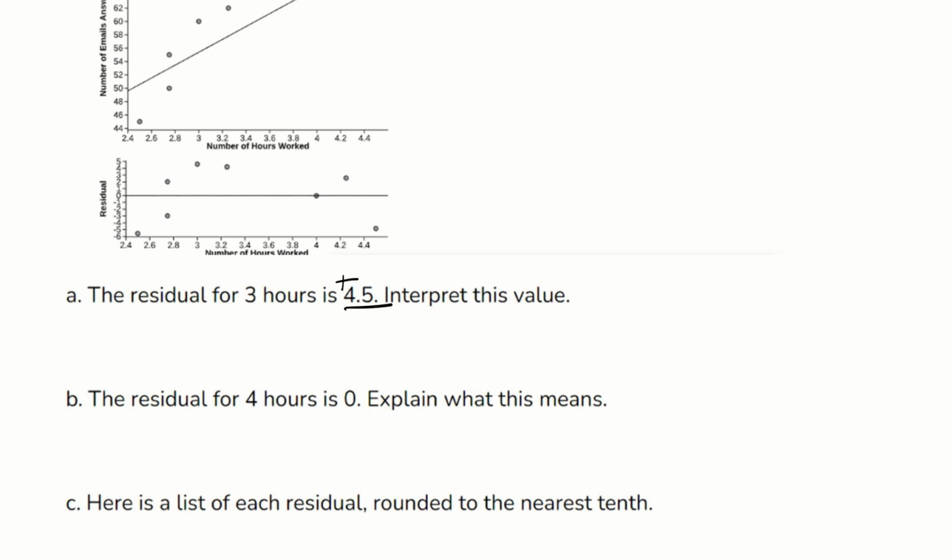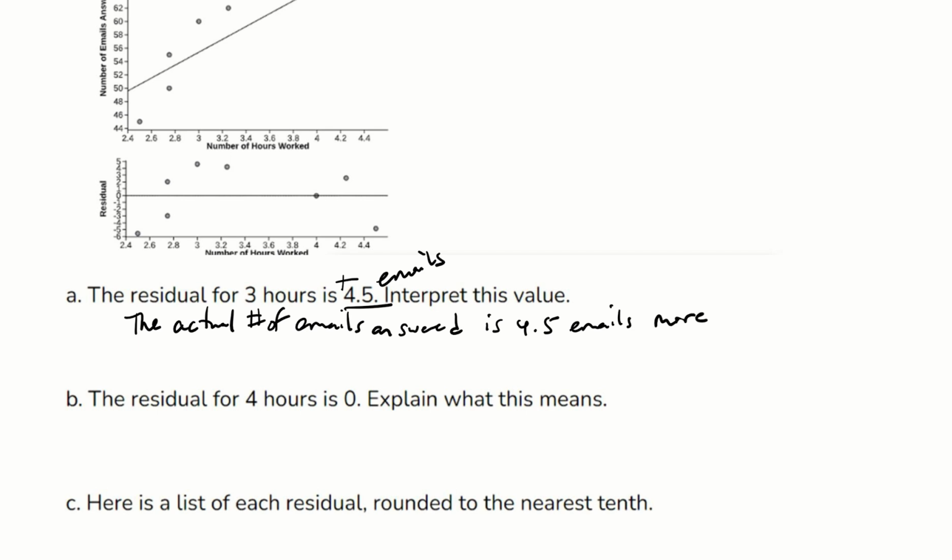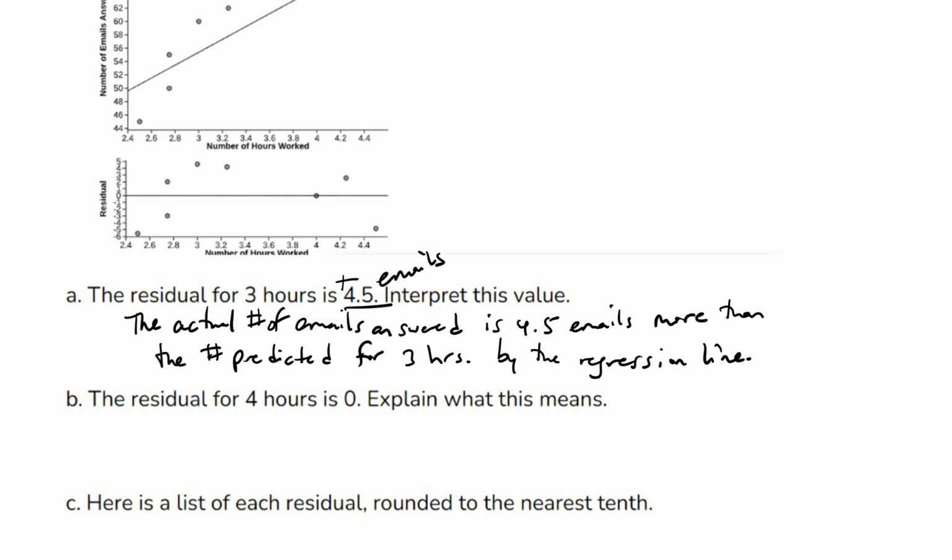It's positive, so if it's 4.5, that means the actual is greater than what was predicted. This is 4.5 emails, because the number of emails answered. So the actual number of emails answered is 4.5 emails more than, or above, the number predicted for 3 hours by the regression line. All right, that's how you would interpret that.